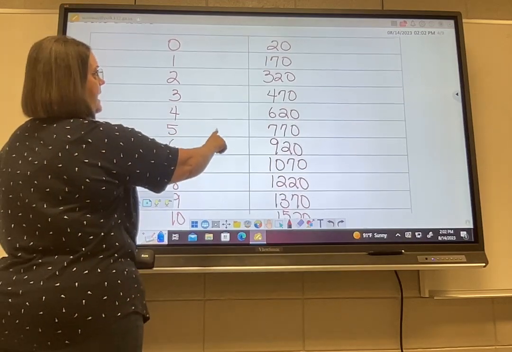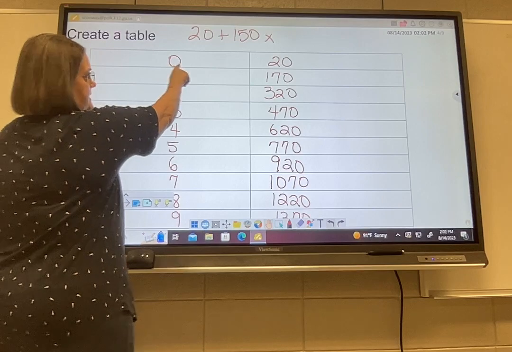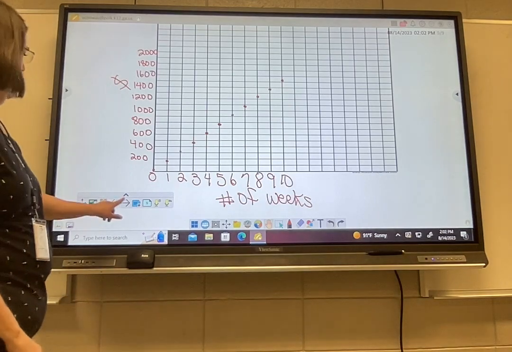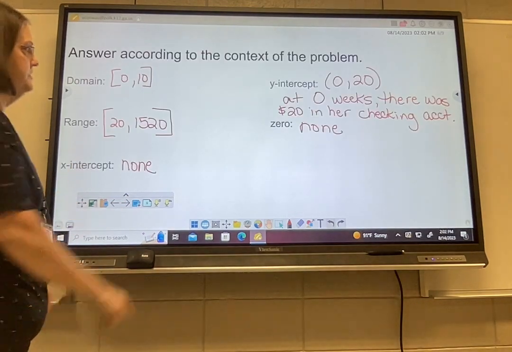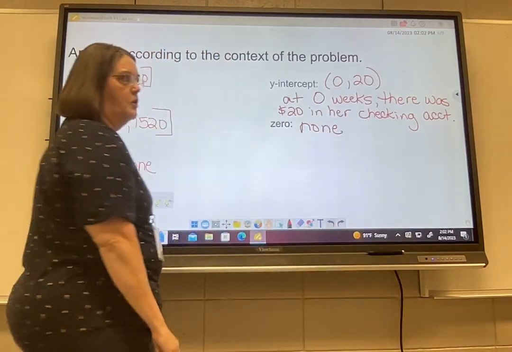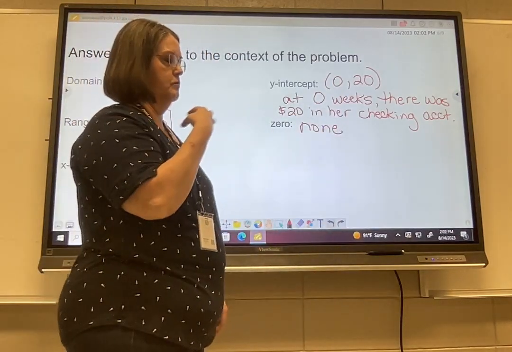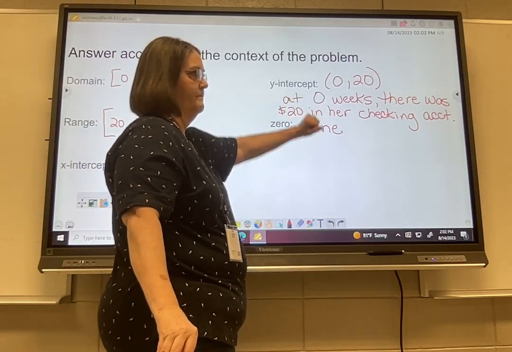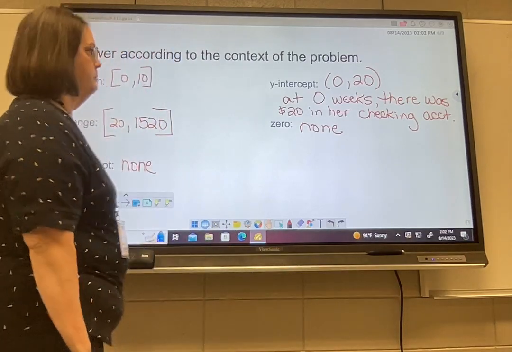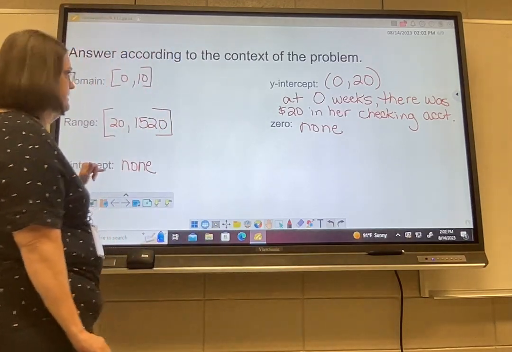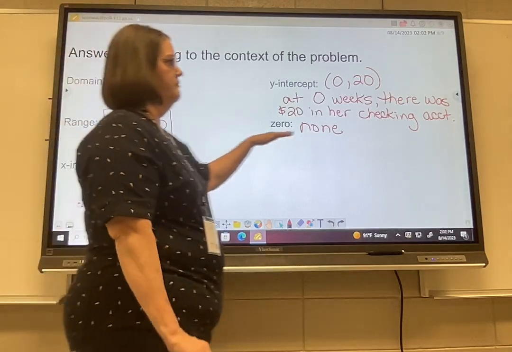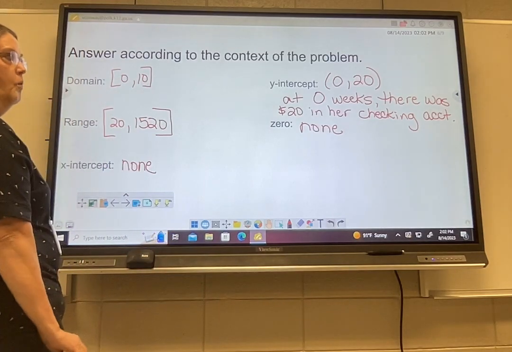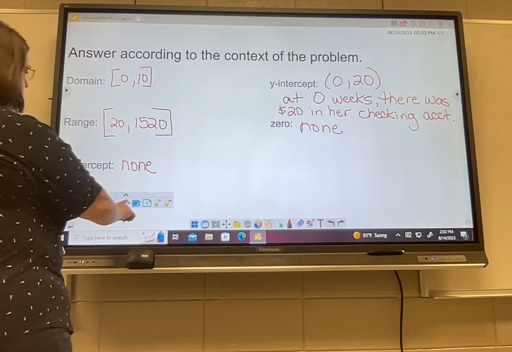It does, however, have a y-intercept. You see here where x is 0, y is 20. That's how we recognize our y-intercept. For our y-intercept, the x will be 0. Now, if we interpret that in terms of the real-world application that we have, at 0 weeks, there was $20 in her checking account or savings account. Right now, I can't remember which word the equation used, but there is no x-intercept. So since there is no x-intercept, there's no 0 to the function. Remember, the 0 of the function is the x coordinate of where the x-intercept is.